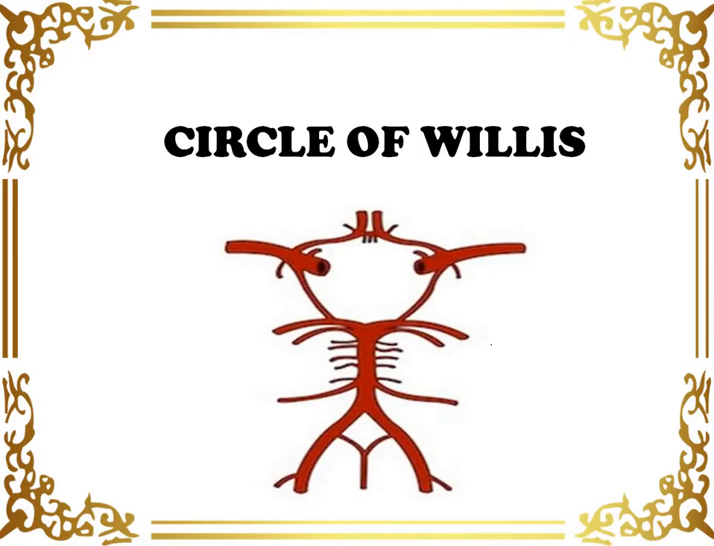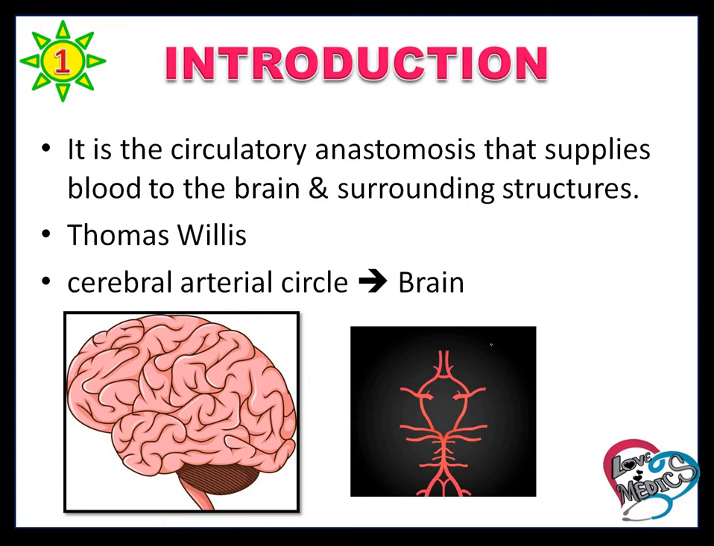In this video, I am going to explain about circle of Willis. Circle of Willis is a circulatory anastomosis. Anastomosis means one blood vessel connected with other blood vessel. Here, one artery is connected with other blood vessels. These kinds of blood vessels supply the blood to brain and surrounding structures of brain. It was discovered by Thomas Willis, that's why it is called circle of Willis.